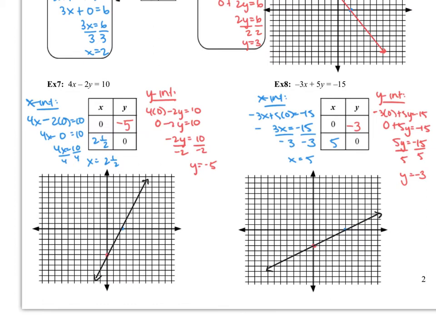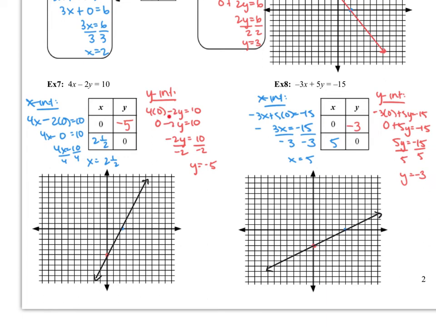So on example 7, to find my x-intercept, I changed y to 0. This ended up becoming 4x equals 10, and then I divided both sides by 4. 10 wasn't exactly divisible by 4, but you could reduce it to 5 over 2, which actually became 2.5. So this is an example where I think it makes a little more sense to think of it as a mixed number. So to graph 2 and 1/2, 0, I just went over 2.5. For my y-intercept, I changed x to 0.